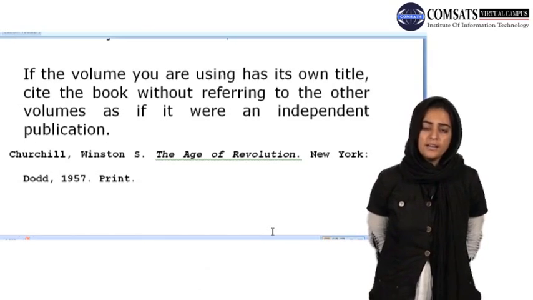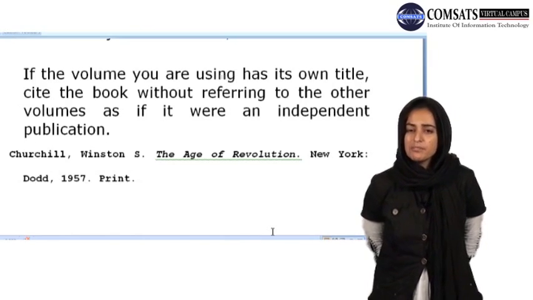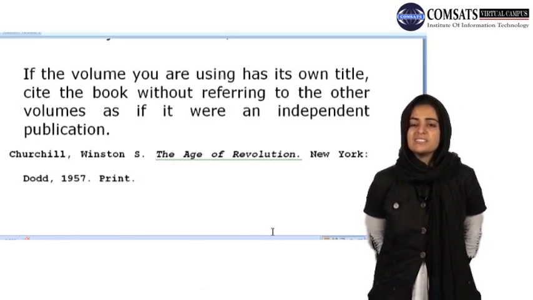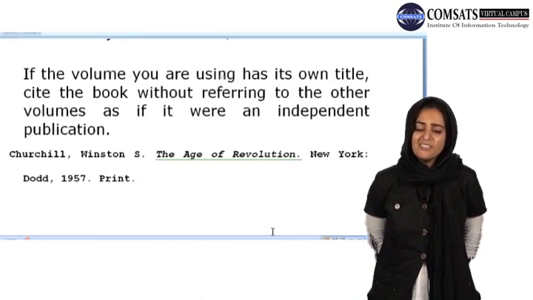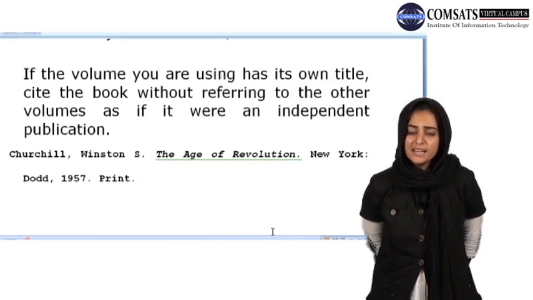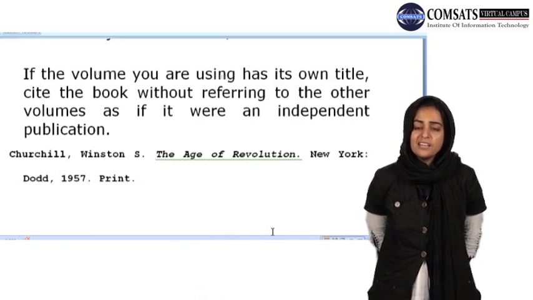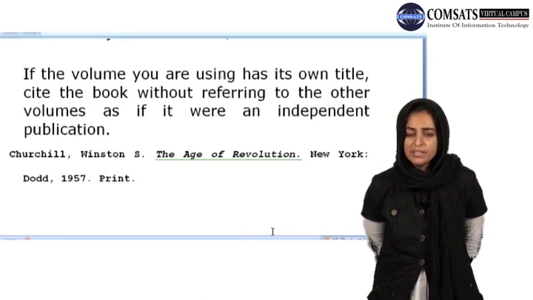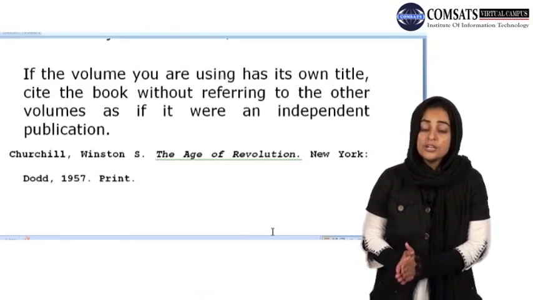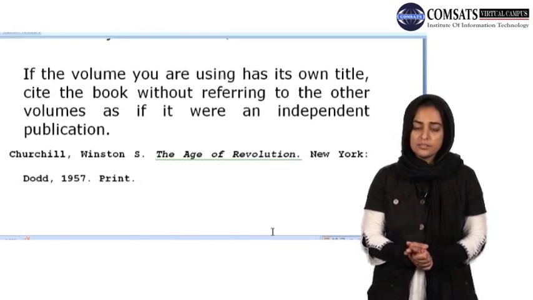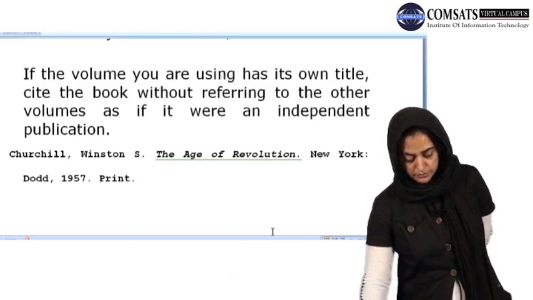So if you are picking up some information from such a volume of the original book which has its own separate title, you can create the detailed reference of that particular volume as if it stands as a separate publication, not referring to other volumes. Have a look on the screen.